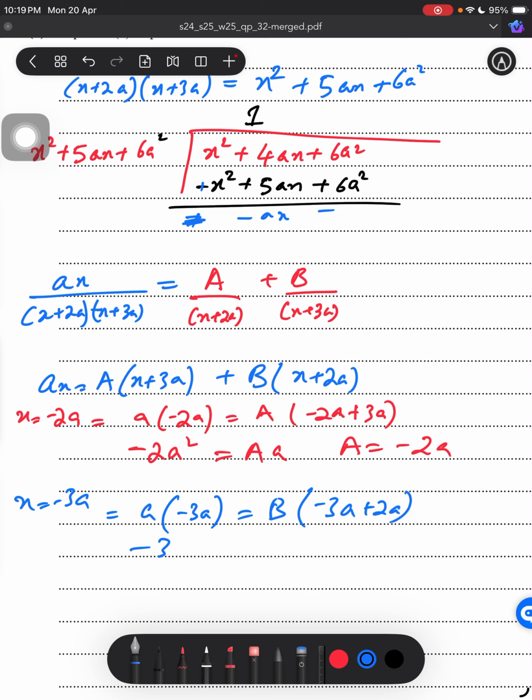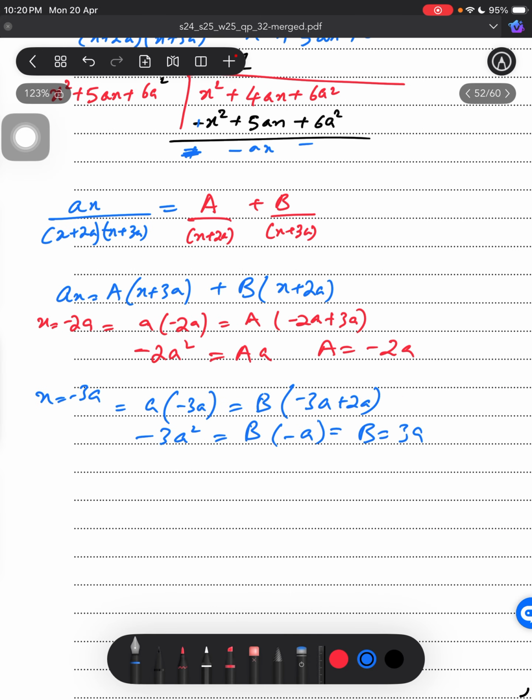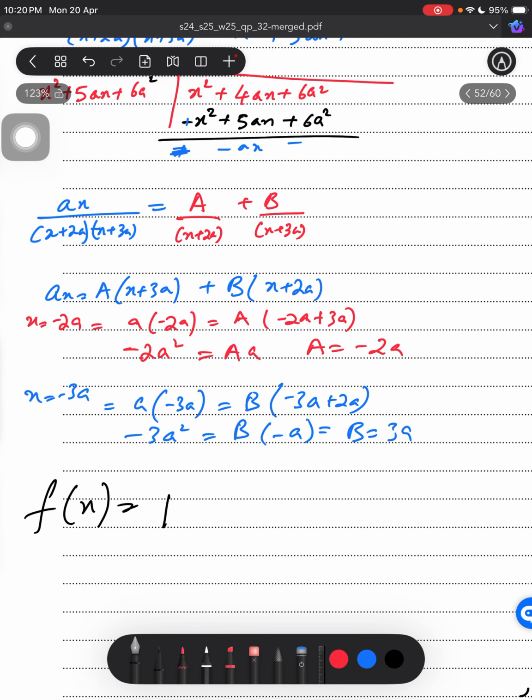In this particular case, a squared and B is minus a. So a and a cancel out. This will just give us B is equal to 3a. And so these are the values. So we'll just write down the partial fraction, the function f of x, because 1 was the answer, and these are the values for the partial fraction.